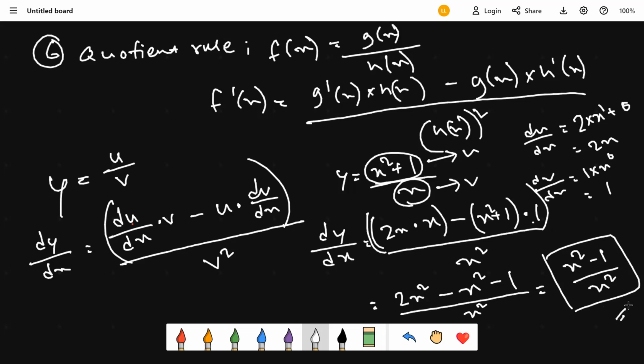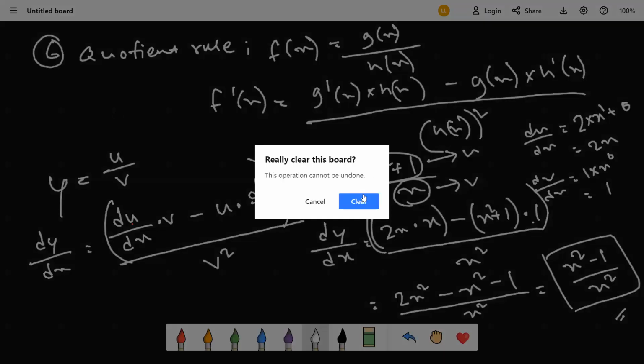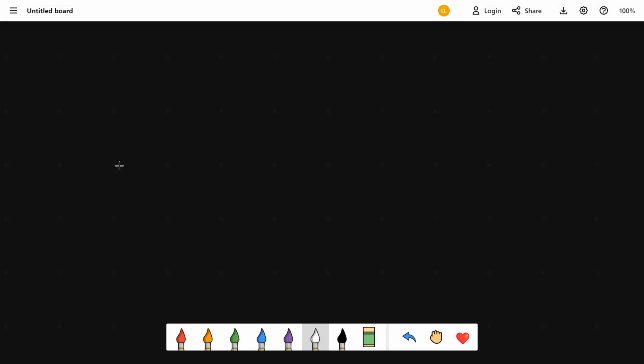So that's our quotient rule. Okay, so that's how we deal with our quotient rule. So that was our last rule of today. Now let's do a couple of examples so that it becomes clear for us.